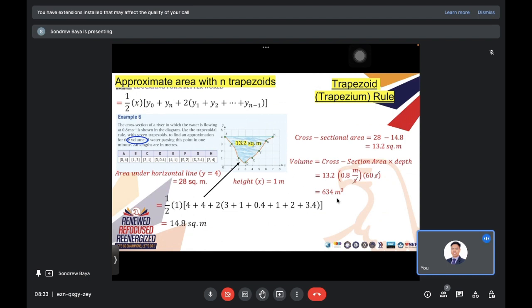Okay? And this is how we can use the trapezoid rule or trapezium rule in order to find an approximate area under curves when the function is not given.